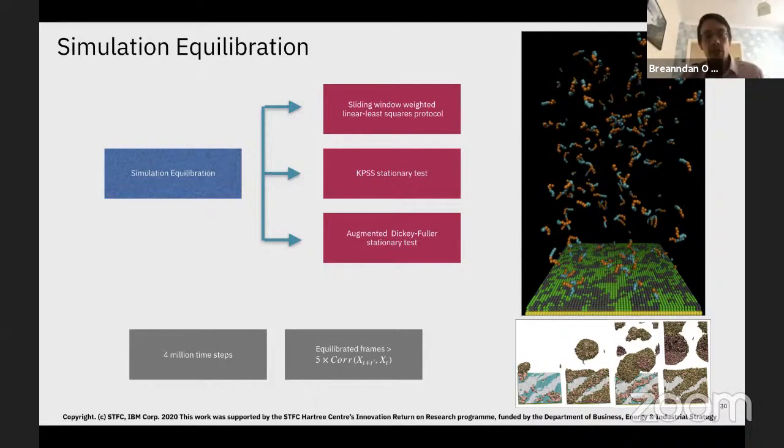And for each simulation, we ran exactly 4 million time steps. And this was chosen to ensure the number of equilibrated frames for the observables of interest always exceeded at least 5 times the autocorrelation time of the observable time series.